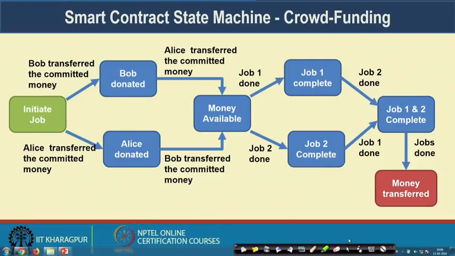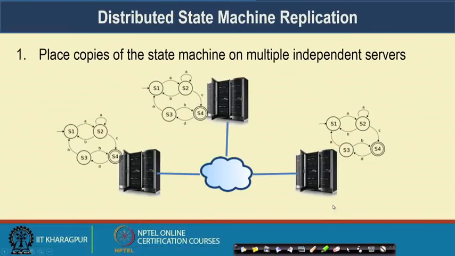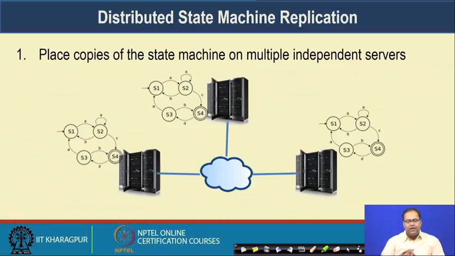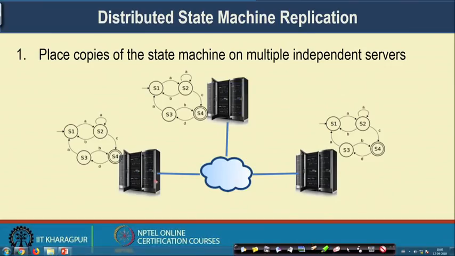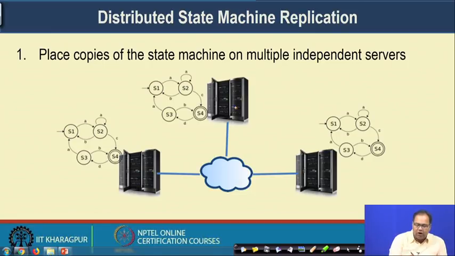Now, in a typical distributed architecture, the distributed state machine replication mechanism works in this way. So, you have multiple servers which work in a distributed fashion. The advantage of using distributed servers in place of a centralized server is what we discussed earlier. So, the idea is that first you have multiple servers here. You place copies of the state machine on each of these servers, so each server has a copy of the entire state machine.